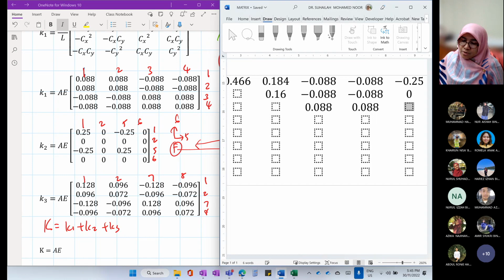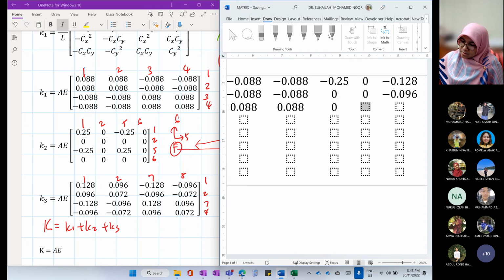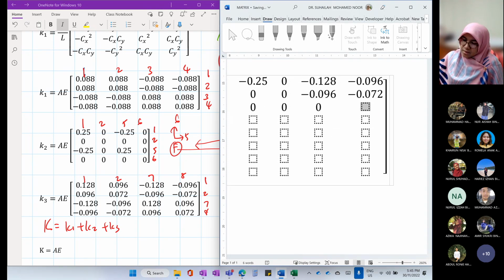Can you find 3, 5 anywhere in K1, K2, K3? No. No. Okay, means that there's no intersection. We don't find it in any of K1, K2 and K3, so put 0. Okay, so 3, 5, 3, 6, 3, 7, 3, 8, all are 0.